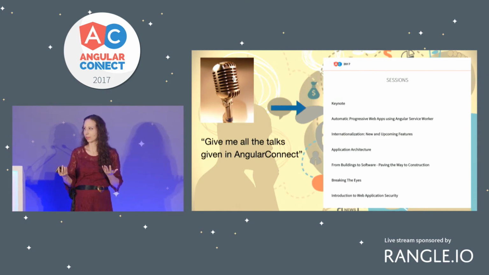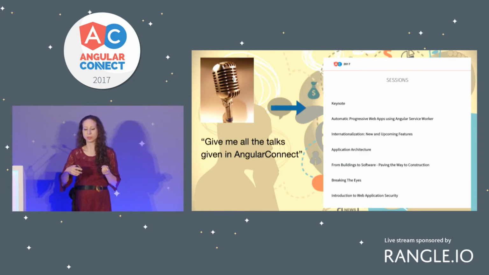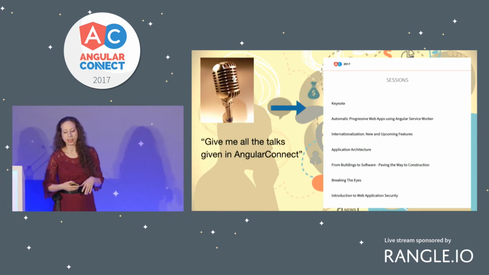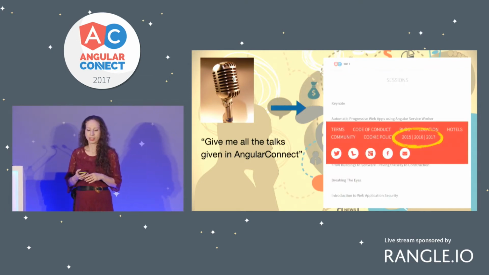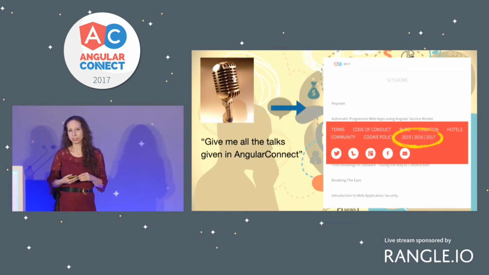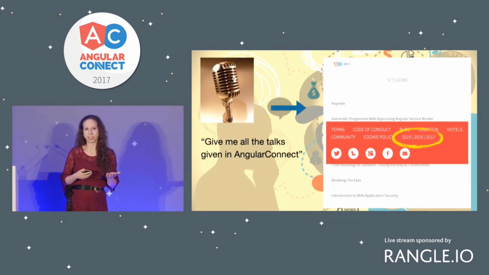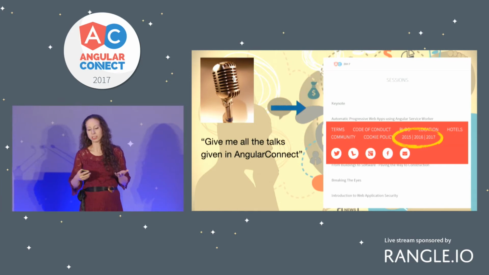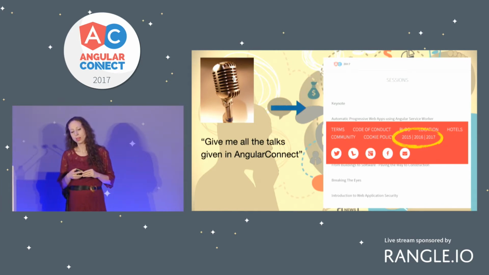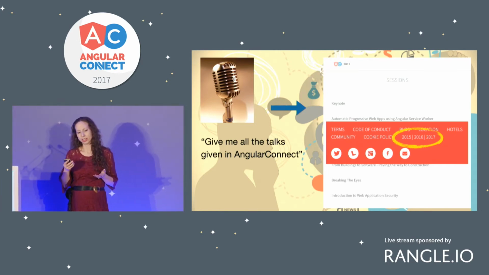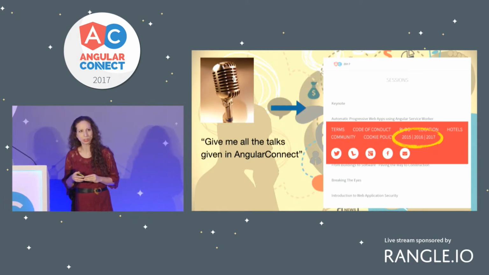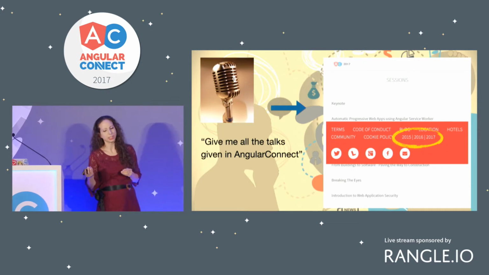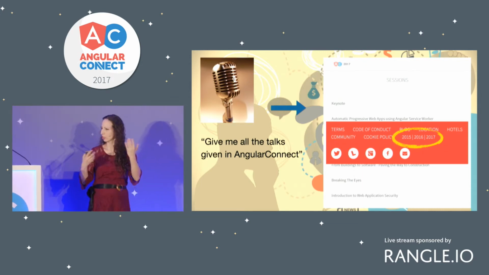So if your app holds the data about different conferences, the intent will be providing a list of talks, and the parameter will be the name of the conference. But the application also should recognize whether some data is missing, and it can ask for more details. For example, AngularConnect was held in 2015, 2016, and 2017. So which year are you interested in? And you have to reply.